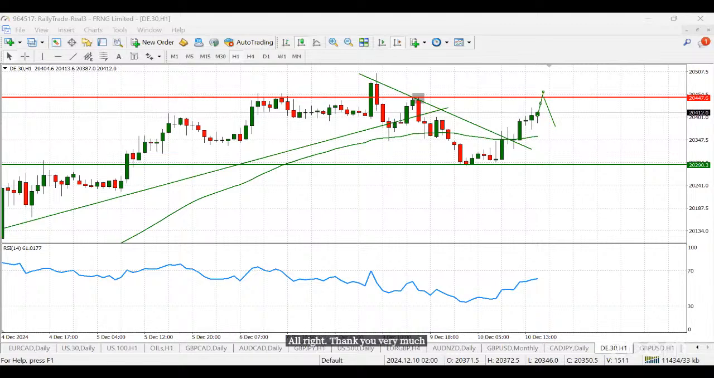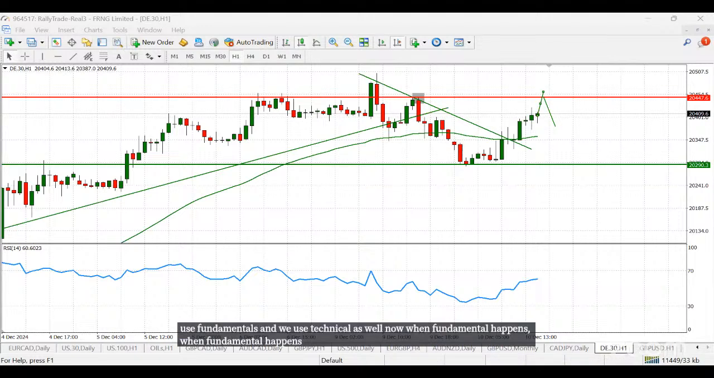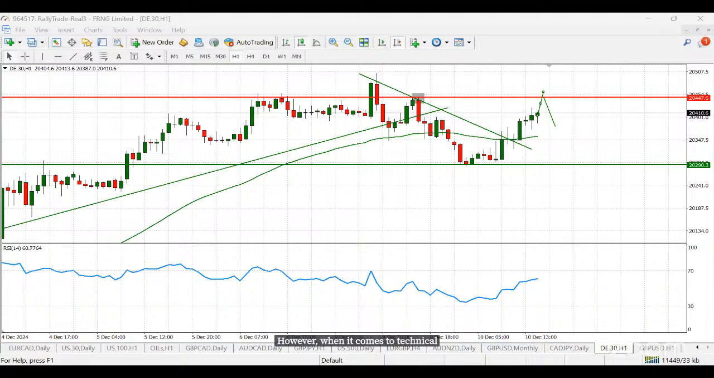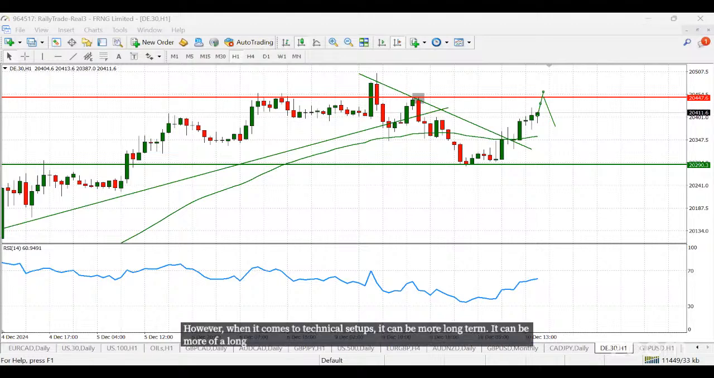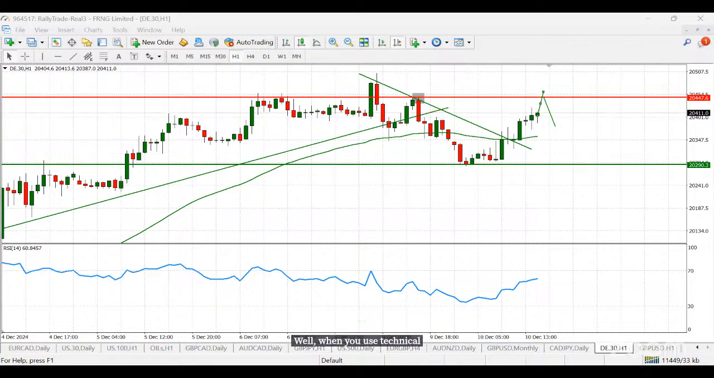Now, there are different ways to analyze price. We use fundamentals and we use technical as well. When fundamentals happen, you begin to see the effect instantly. However, technical setups can be more of a long term approach. News doesn't happen every day, but technical setups allow you to trade every day.